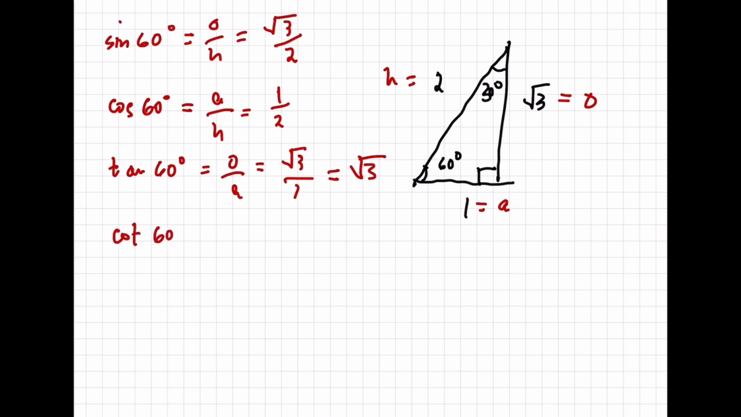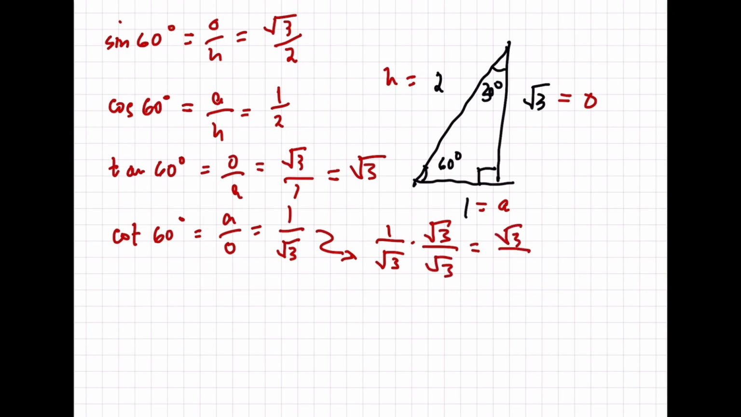For the cotangent, you just reciprocate the tangent. So that's a over o, or 1 over square root of 3. Then what do we do again? We multiply both sides, or both numerator and denominator, by square root of 3. So that becomes square root of 3 over 3.